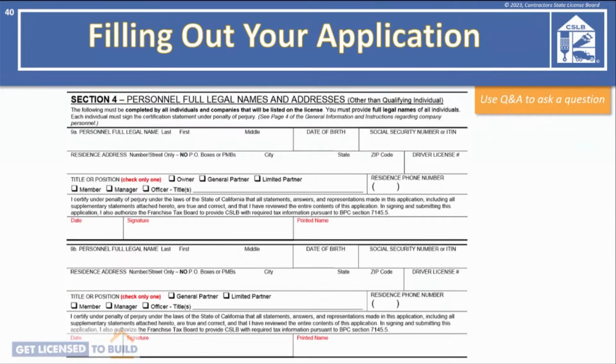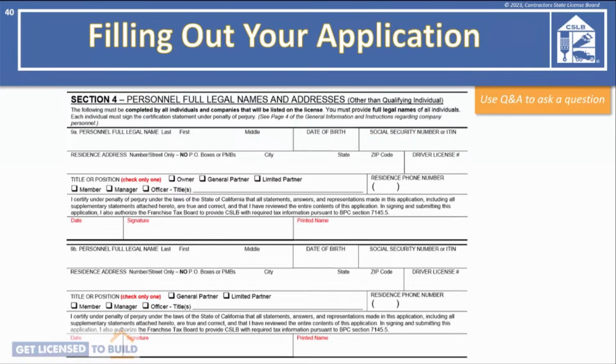Section 4 is where you will list the personnel information for all remaining personnel that will be listed on the license. For example, if you're applying for a corporation, you will need to indicate who will be the responsible managing officer or employee, president, secretary, and treasurer. Again, more information can be found on page 6 of the application instructions. If you will have more than 4 people on your license, you may make additional copies of this page and include it with your application.